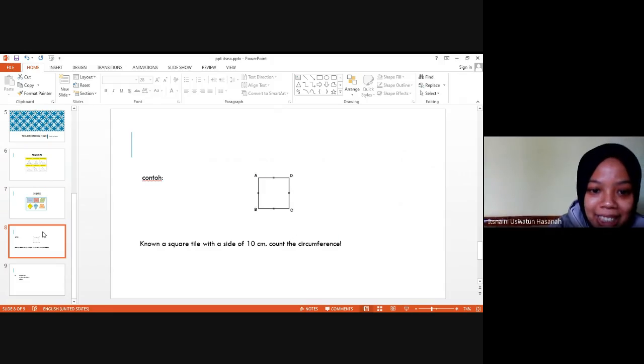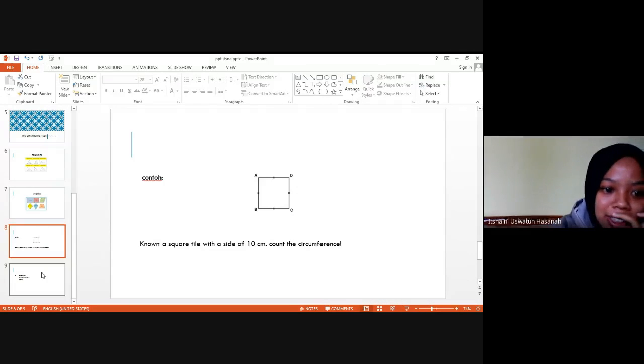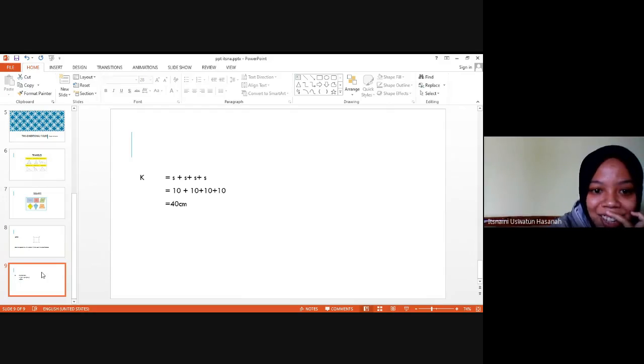For example, now a square tile with a side of 10 cm. Count the circumference. Solution. The circumference is side plus side plus side plus side. The circumference is 10 plus 10 plus 10 plus 10 equals 40 centimeters. So the circumference of the tile is 40 centimeters.